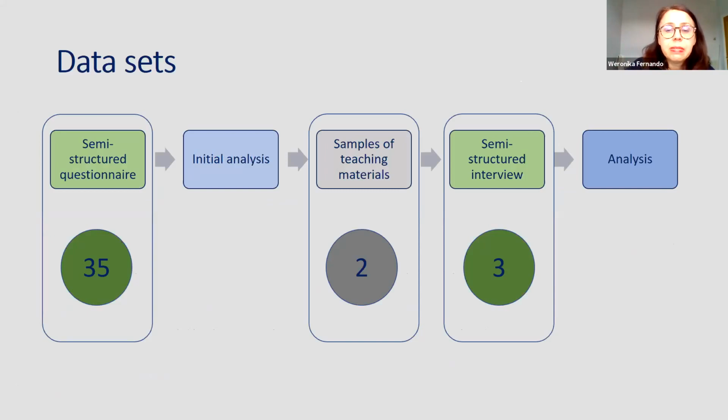Now, what I have on the slide is the amount of data we have. So we have 35 responses to semi-structured questionnaires. We have collected so far 2 samples of teaching materials, and we have interviewed 3 individuals. The project is ongoing, so we hope to have more interviews and more samples as we go along.